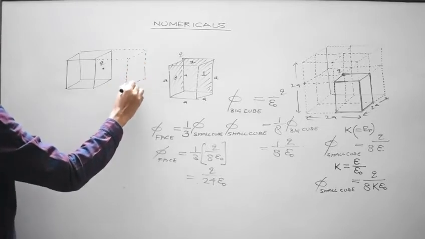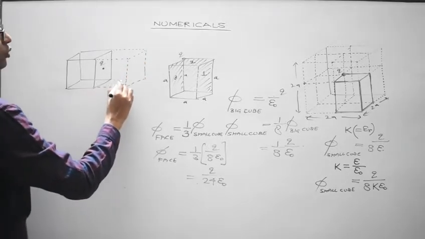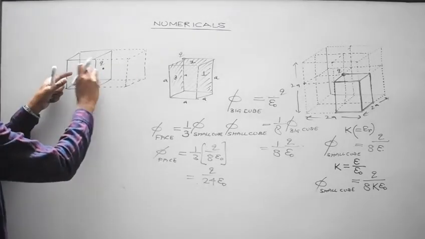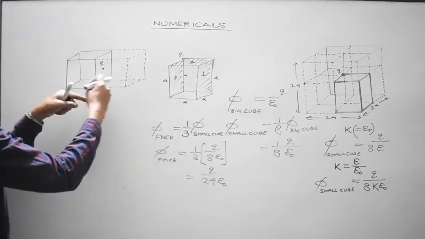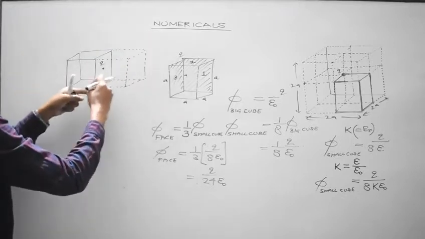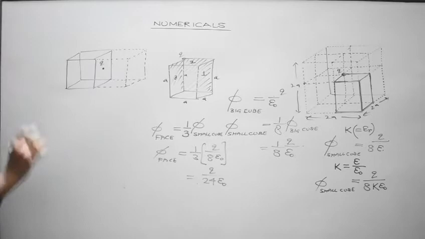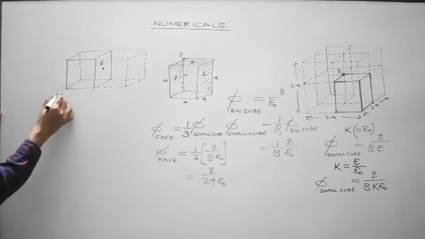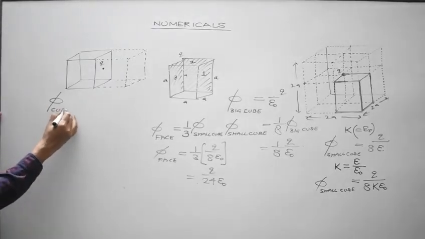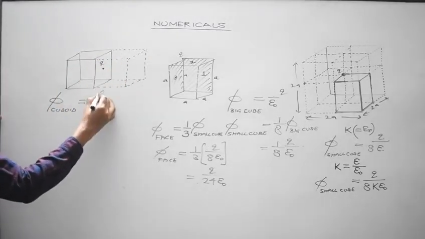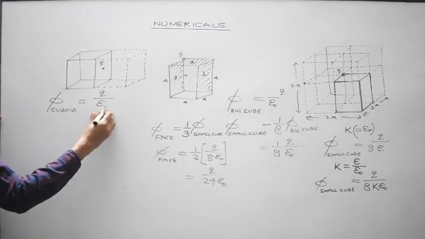Suppose this is a cuboid made up of two cubes. This is an imaginary one. Now, with the combination of these two cubes, we are able to make this cuboid. Now, this is a cuboid Gaussian surface which is enclosing a net charge Q. The flux associated with the cuboid, which is made up of two cubes, would be equal to, as per Gauss theorem, Q by epsilon naught.